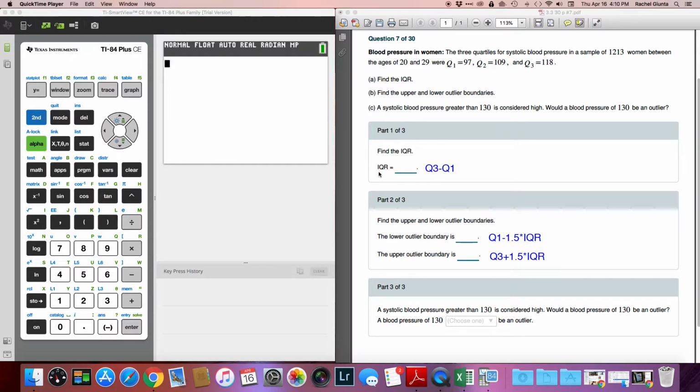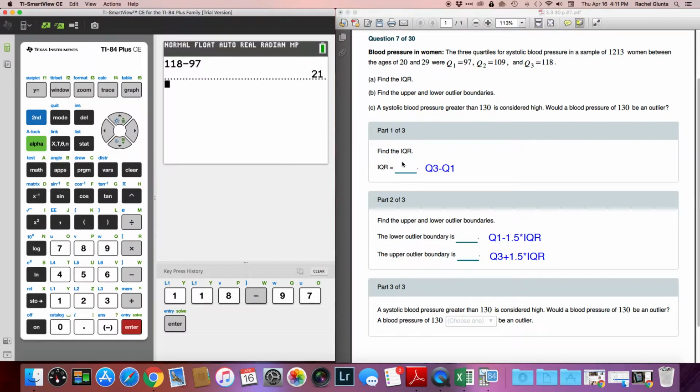So the IQR is just Q3 minus Q1, and they've given you all the Qs, which are the 3 quartiles, the first, second, and third quartile. Q3 is 118 minus Q1 is 97, and that gives us 21 for the answer to the first part. Then it wants the upper and lower outlier boundaries.